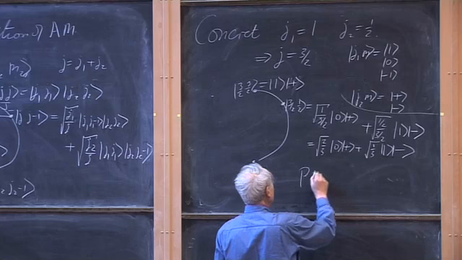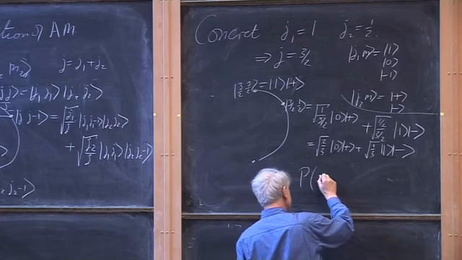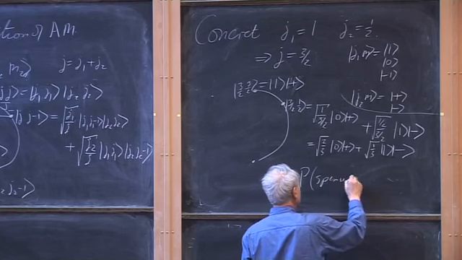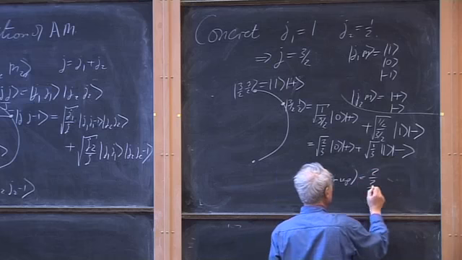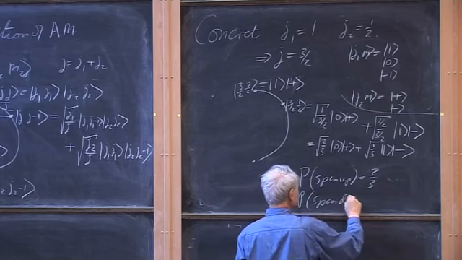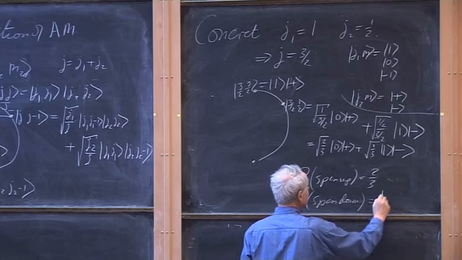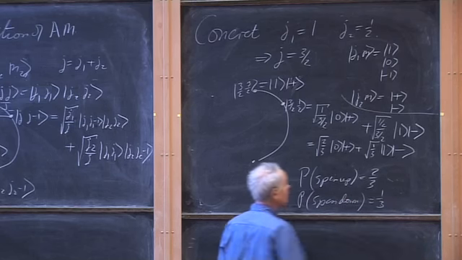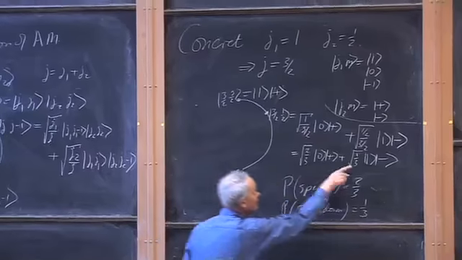So we have that p spin up equals 2/3, and p spin down in this particular state is equal to 1/3. That's the physical meaning of these numbers here.